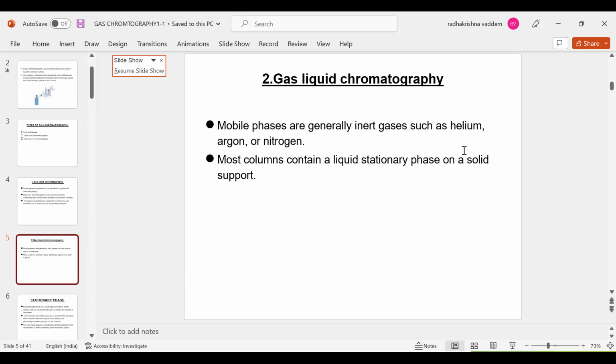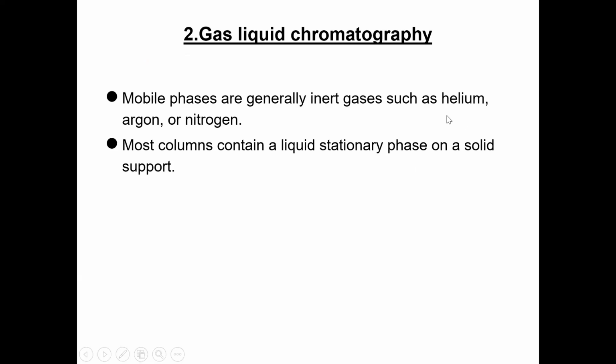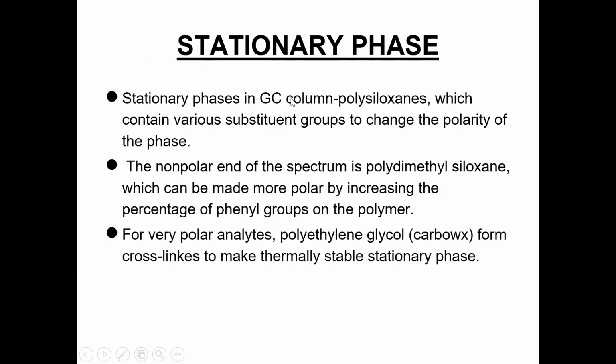Gases used are helium, argon, and nitrogen. Important question for 1 mark. Stationary phase used in gas chromatography is polysiloxane.